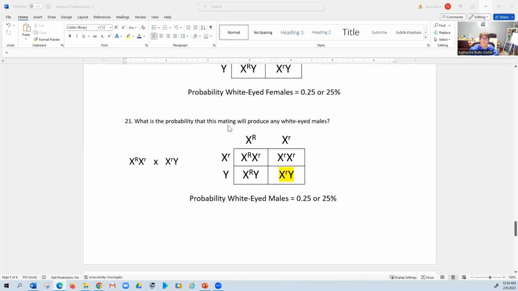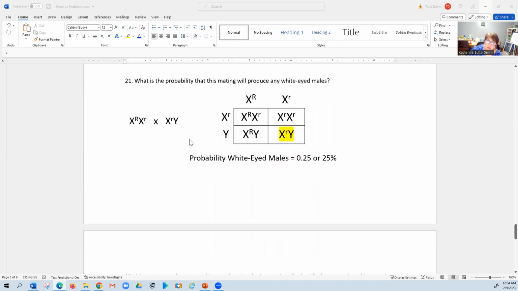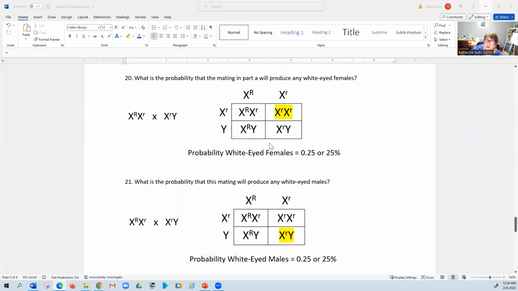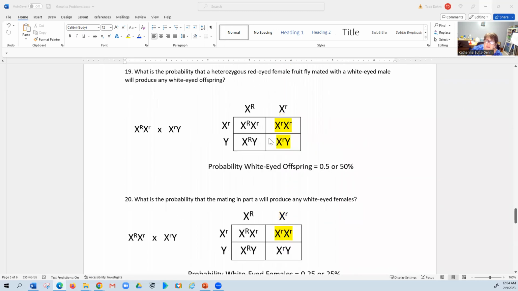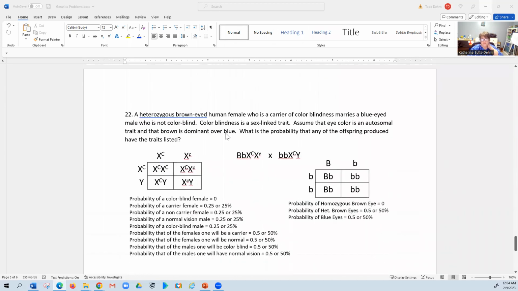But what is the probability that this mating will produce any white-eyed males? It is 0.25 or 25% that this mating will produce any white-eyed males. Of the males, 50% though are white-eyed. So pay attention again to the wording. And look, it was the same mating, so I got to use the same Punnett square 3 times.